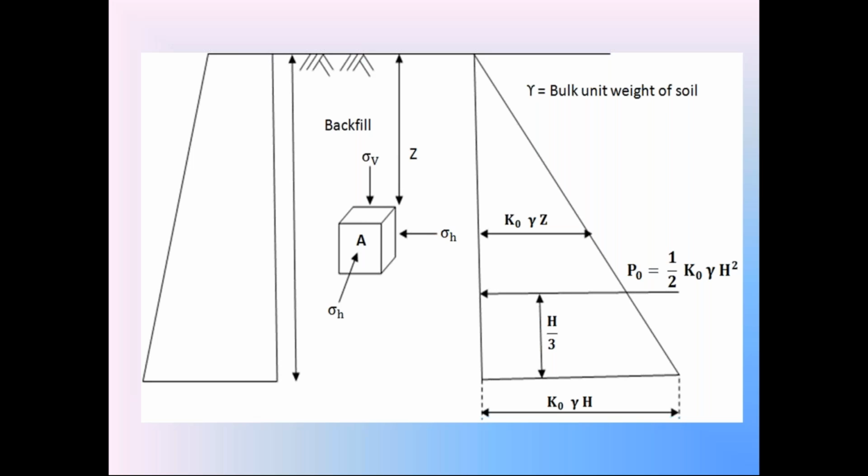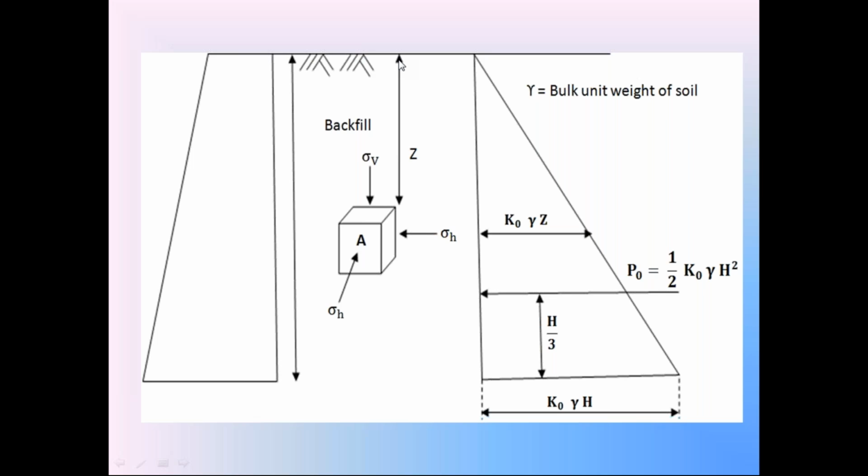In that diagram, the soil element is subjected to 3 stresses. One is the vertical stress sigma v. We consider this soil element at a depth z from the top of the backfill. The soil element is subjected to vertical stress sigma v along the y-axis, and horizontal stress sigma h along the x-axis. The same stress sigma h is also acting on the retaining wall from this backfill.